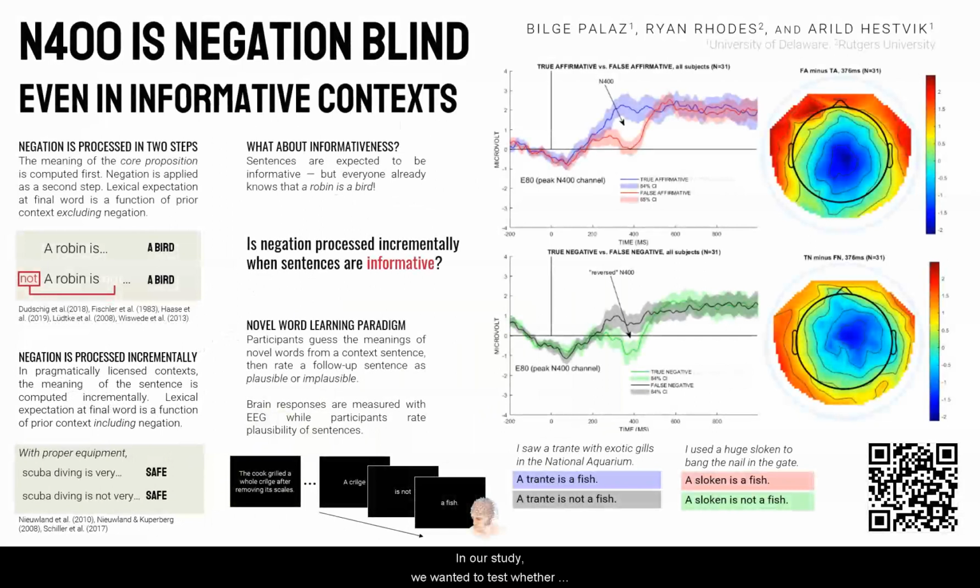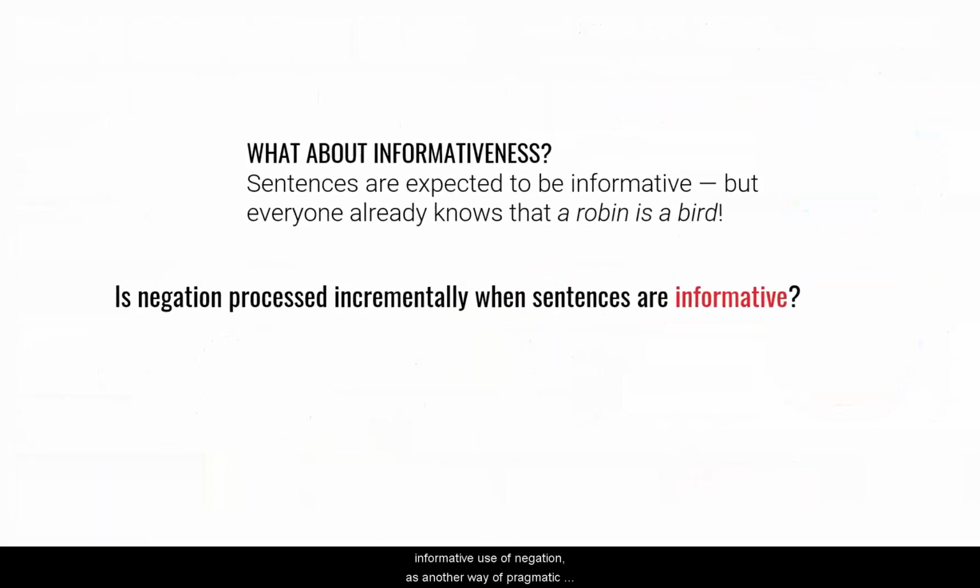In our study, we wanted to test whether informative use of negation as another way of pragmatic licensing induces incremental processing. Previous research that found a negation-blind N400 used uninformative sentences, because based on world knowledge only, everyone knows that a robin is a bird or a hammer is not a bird. That might be one reason for the participants to ignore the use of negation in such studies, which might in turn lead to a negation-blind N400 response.